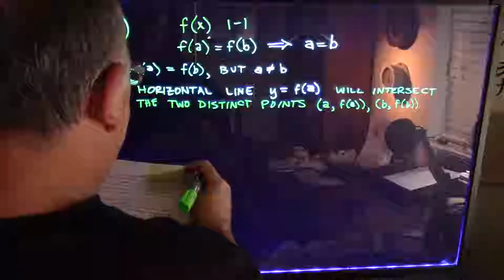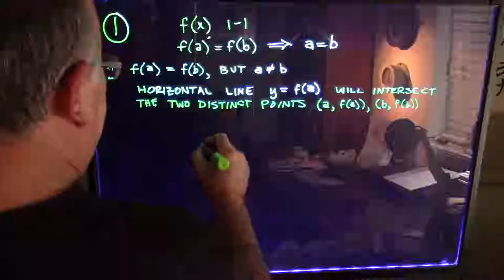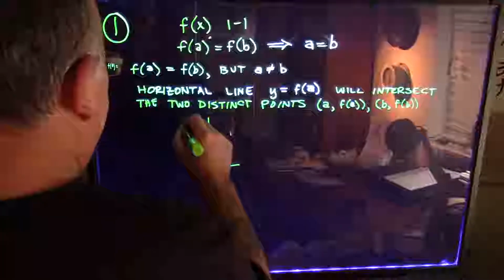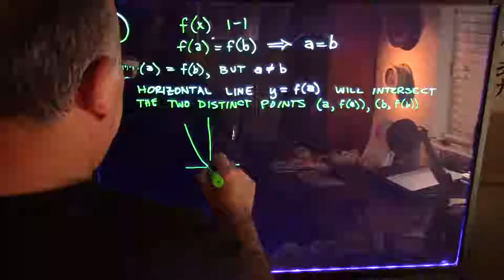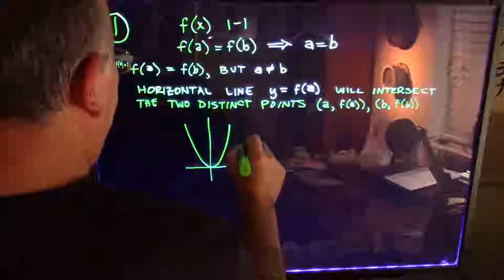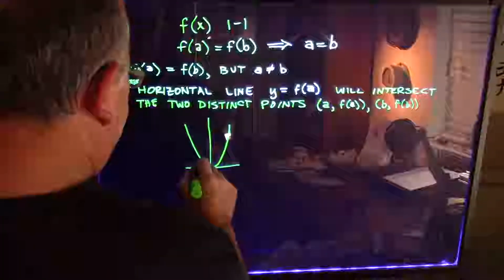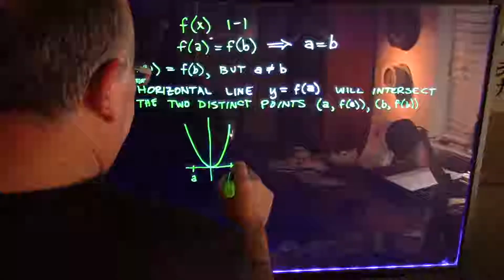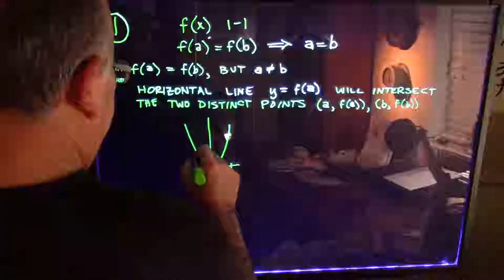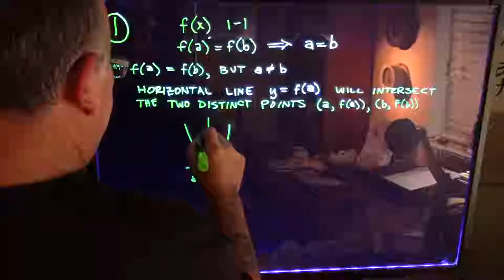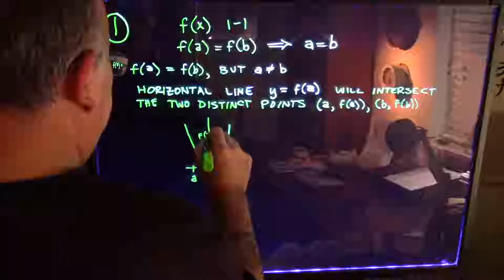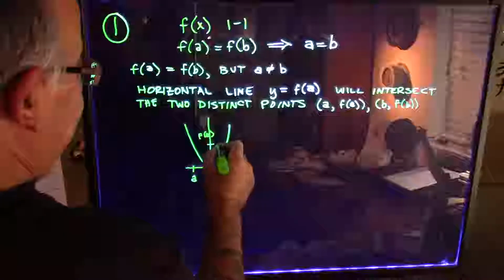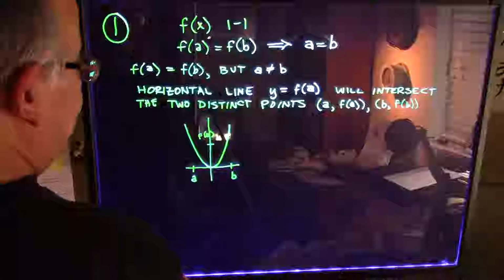Okay. So for example, if you have y equals x squared, that's not one-to-one. There's your parabola, y equals x squared. So let's say this is a, and let's say that's b, and let's call that f of a, which happens to equal f of b. See, f of b is the same as f of a, but a does not equal b.